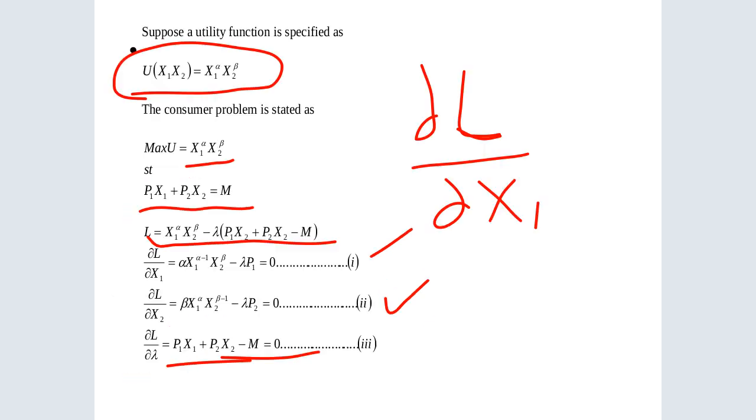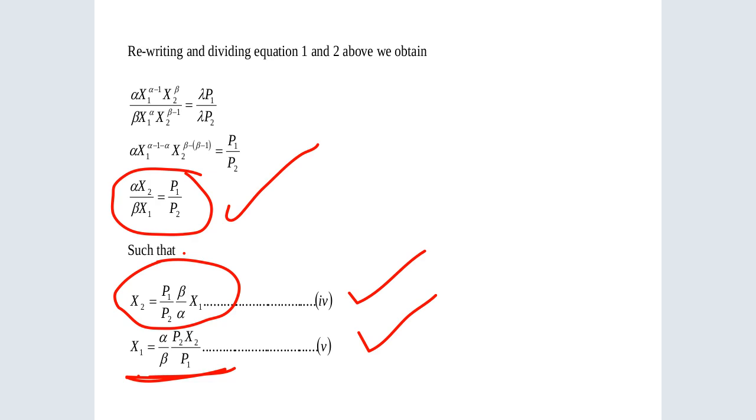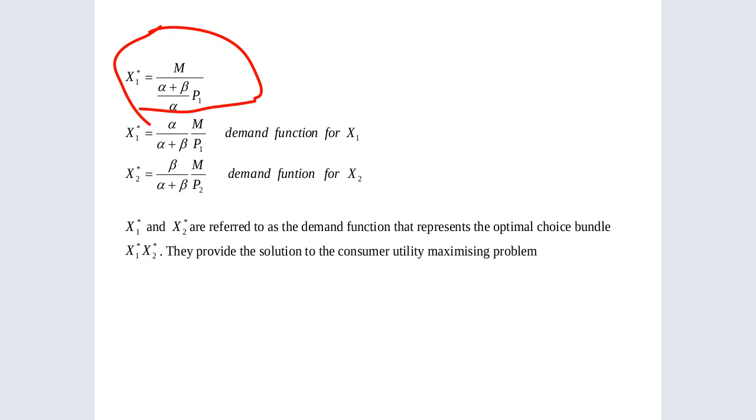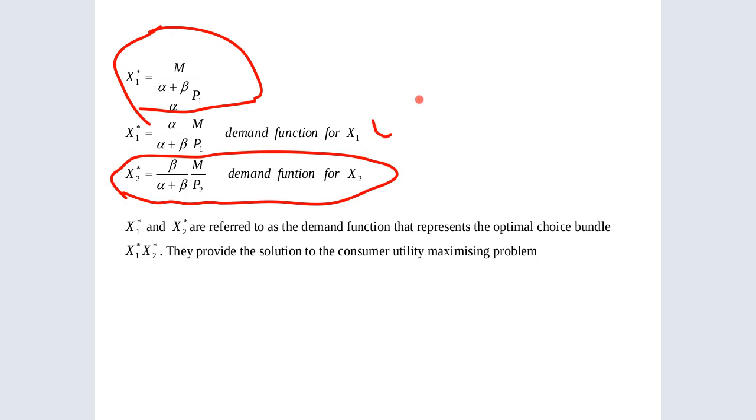So take it back, replace it in the constant, replace it here. So your X2 would be equal to beta over alpha plus beta M divided by what? P2. Now this is our optimal demand functions that we are talking about.